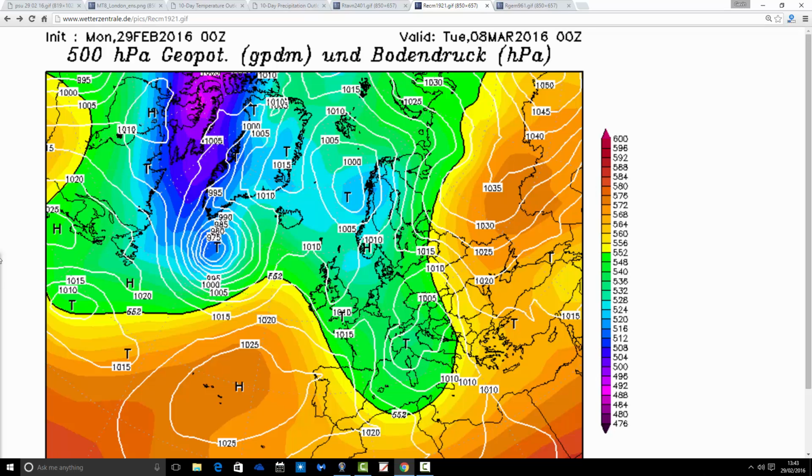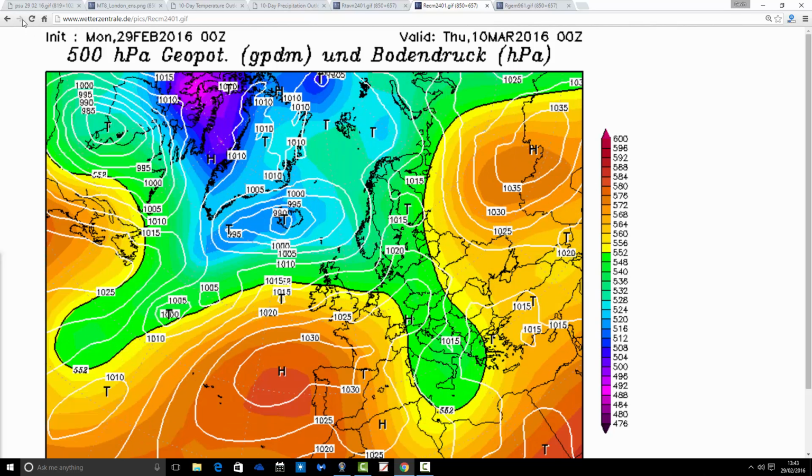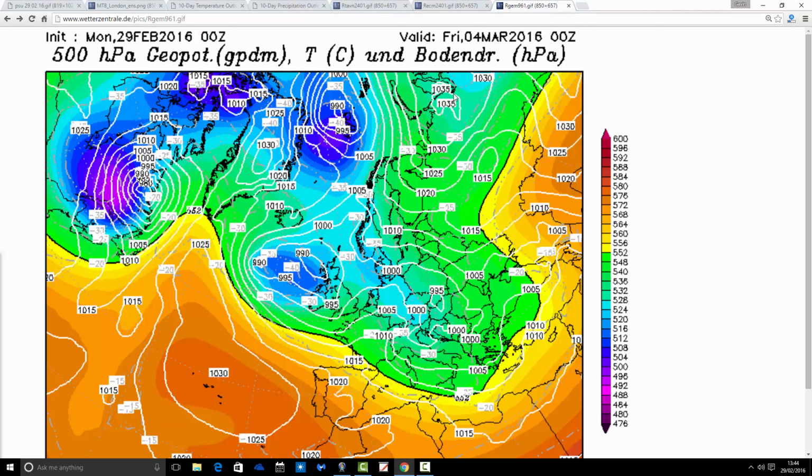Another little trough system coming through here, indicated by this elongation in the isobars, just taking another band of rain, possibly sleet or snow across the country early next week. And then the high pressure re-establishing to the southwest. So by the time we get through to day 10, Thursday 10th of March, we're starting to push in those milder southwesterly winds. So after 8 to 10 days, it may start to warm up as we get through into the second week of March.